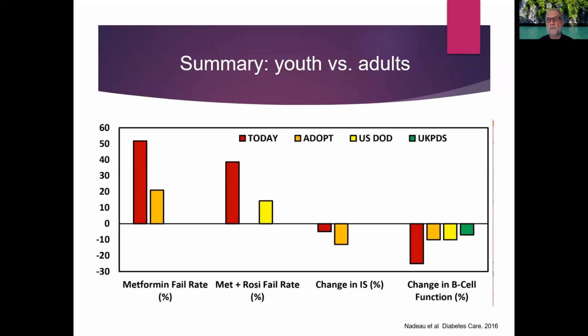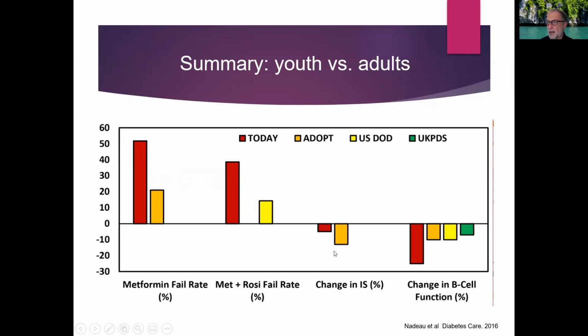If we look overall at a number of studies, now comparing youth in TODAY, as well as adults in ADOPT, adults in a US Department of Defense study, and in the UK PDS from a couple of decades ago, what we see is that the metformin failure rate in youth is about 3 times higher than that in ADOPT. The metformin plus rosiglitazone failure rate is about 2 to 3 times higher in youth than in adults.